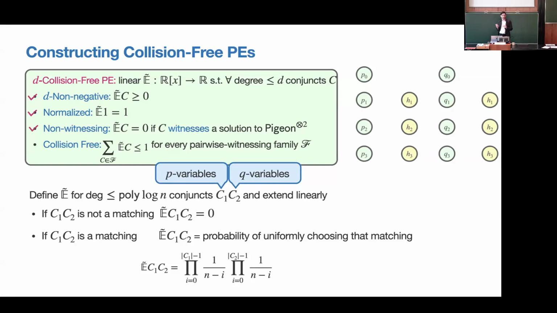Okay, so it's going to satisfy these first three conditions. This is exactly the same as the pigeonhole lower bound for Sherali-Adams. There's nothing special there. The last thing we need to satisfy is this collision freeness. That's again where the main body of the work is.